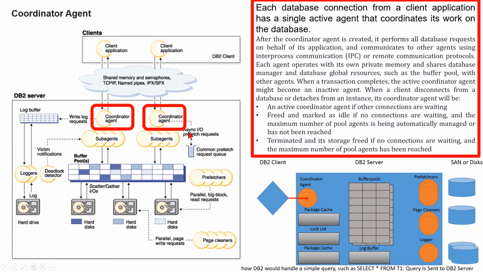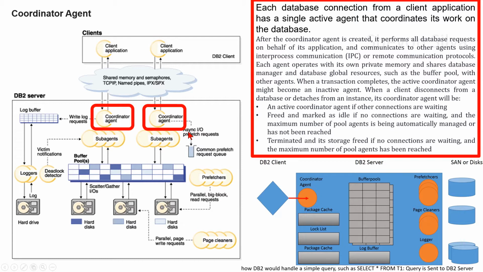Now we are moving into coordinator agent. Each database connection from a client application has a single active agent that coordinates its work on the database. After the coordinator agent is created, it performs all database requests on behalf of its application and communicates to other agents using inter-process communication, IPC, or remote communication protocols. Each agent operates with its own private memory and shares database manager and database global resources such as the buffer pool with other agents.